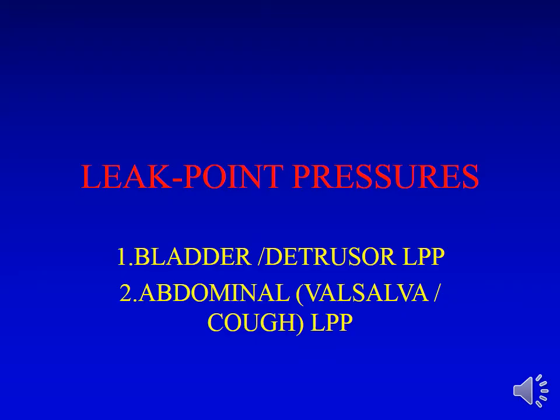Okay, this is another concept that you need to know: leak point pressures. What is leak point pressure? Leak point pressures are pressures in the bladder and the abdomen that lead to leaking of urine. We have two different types of leak point pressure. One is bladder detrusor leak point pressure. The other one is abdominal leak point pressure, which may be either Valsalva leak point pressure or cough leak point pressure.